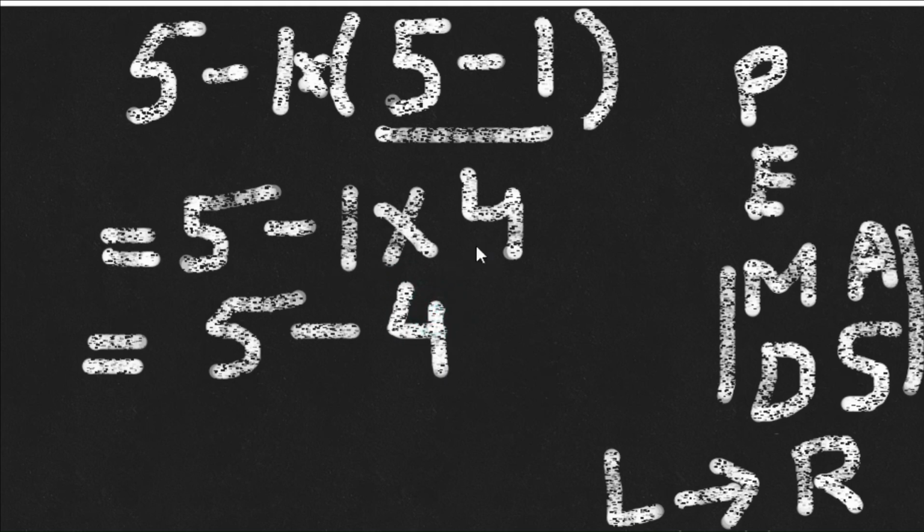1 times 4 gives us 4. So we have 5 minus 4, which equals 1. And this is our final answer to this problem.